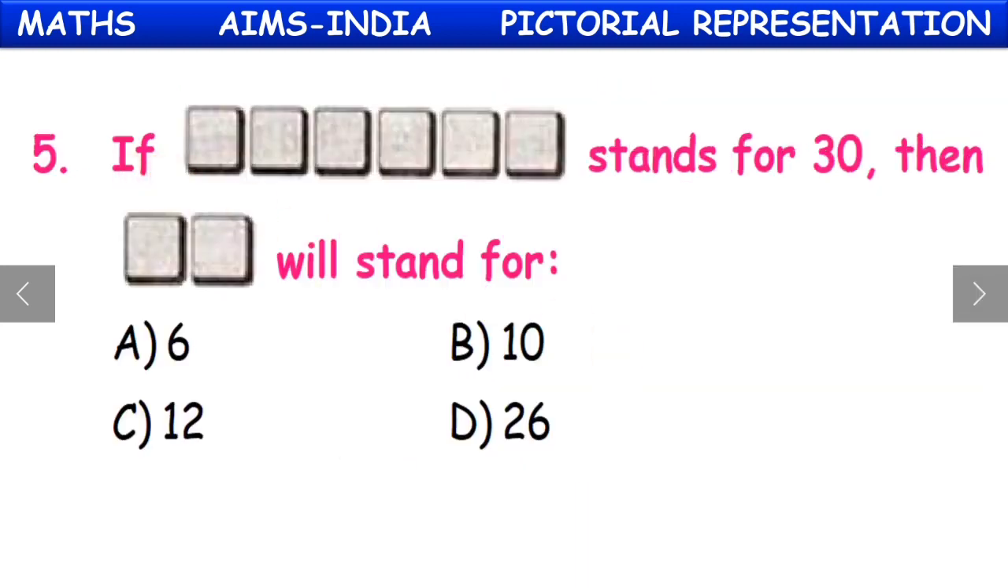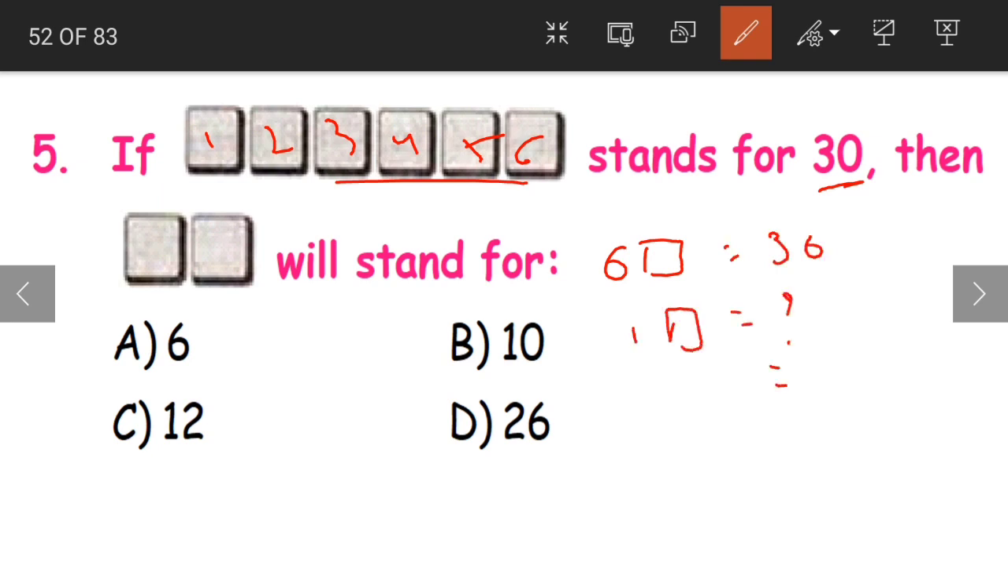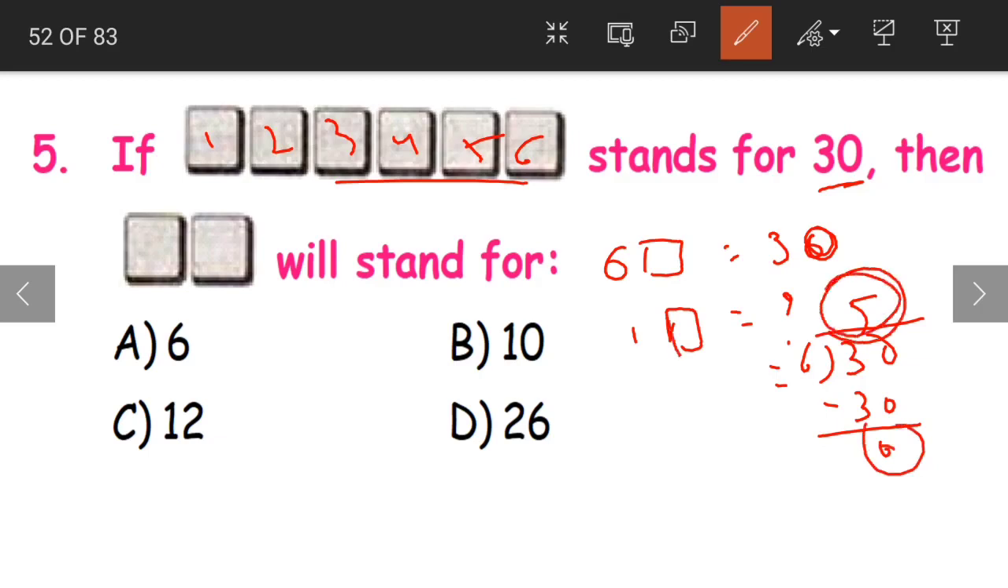Question 5. If 1, 2, 3, 4, 5, 6 blocks stand for 30, then 2 will stand for dash. Now 6 blocks is equal to 30. Then 1 block will be equal to how much, children? 30 divided by 6. 6 5s are 30. When we subtract, 0 is remaining.